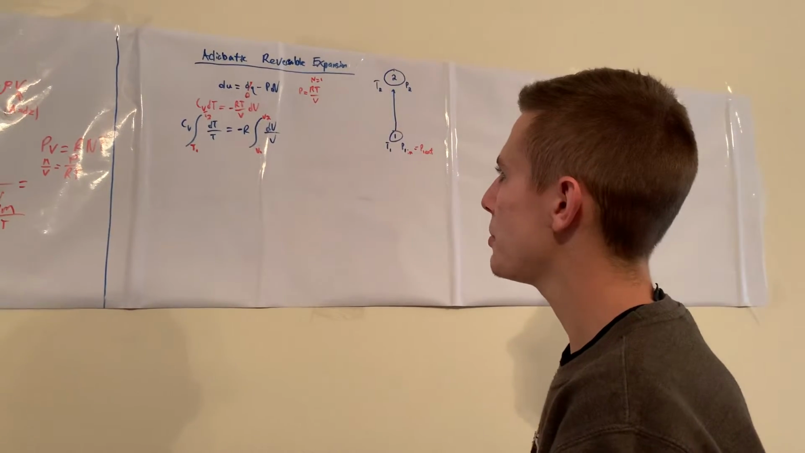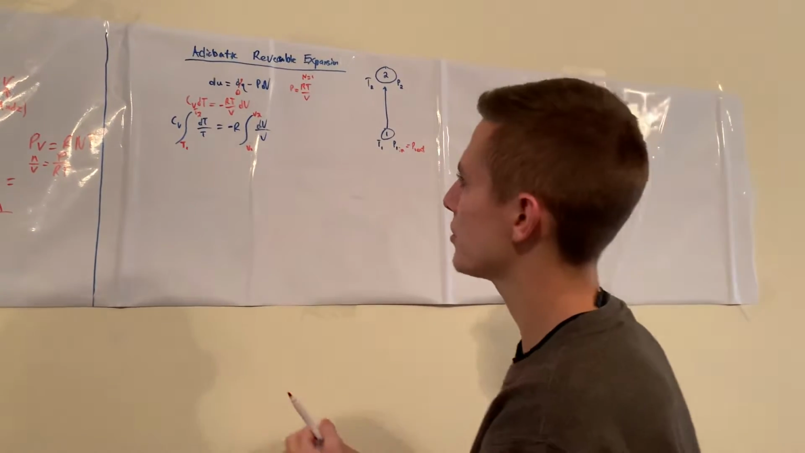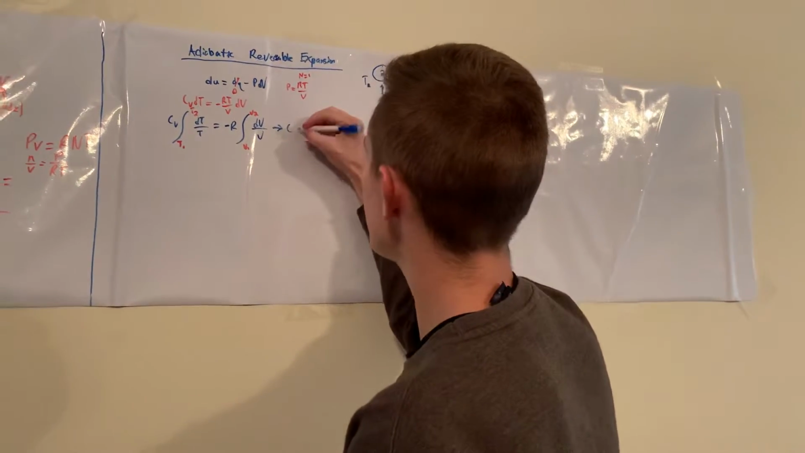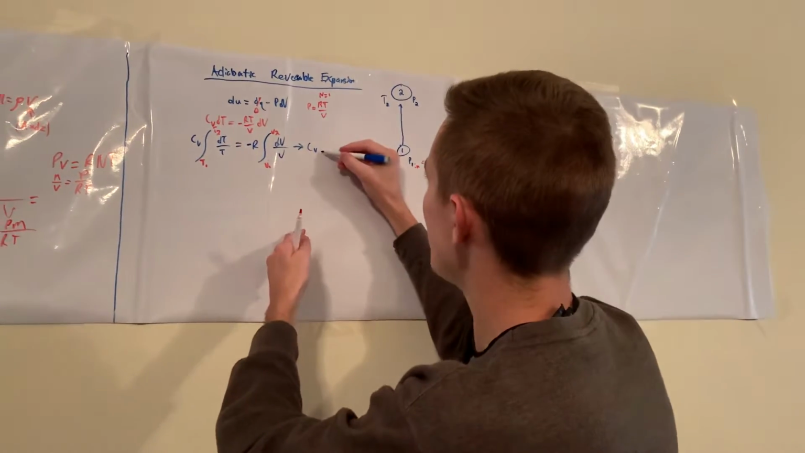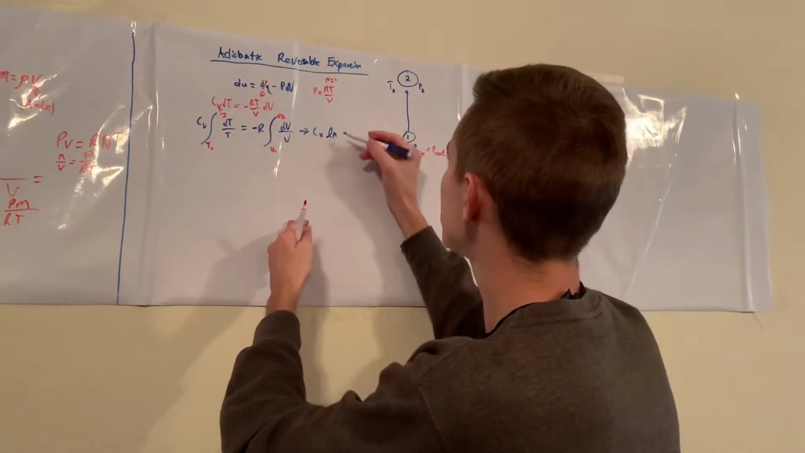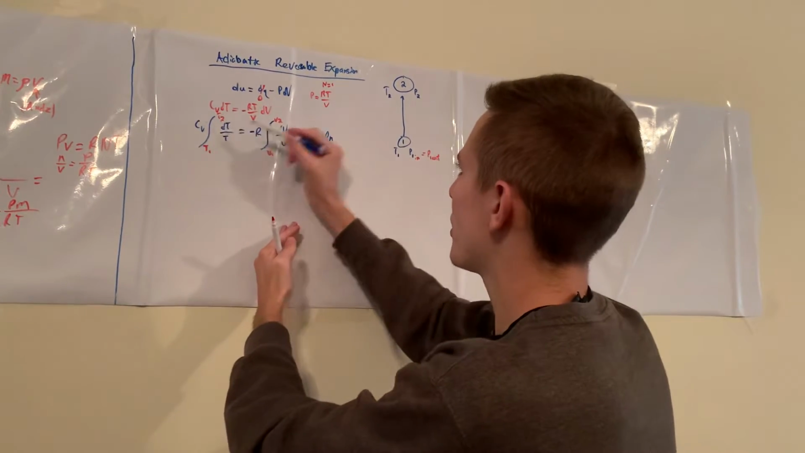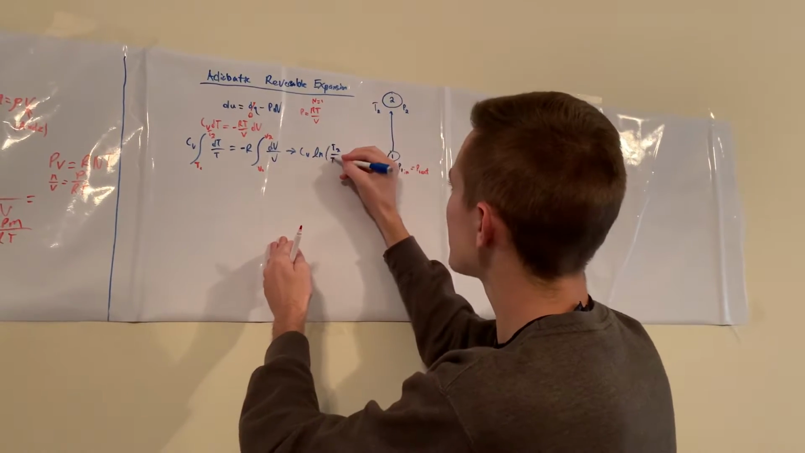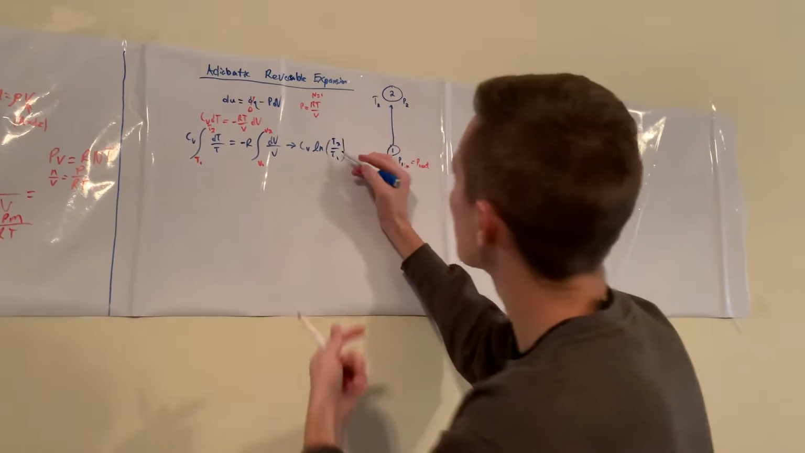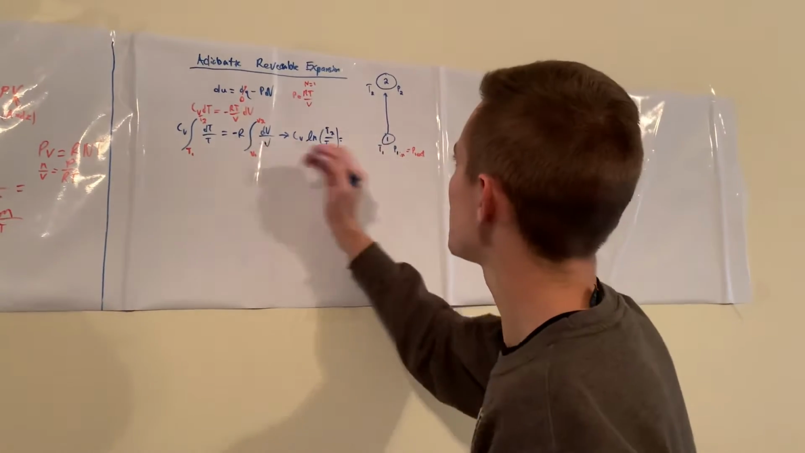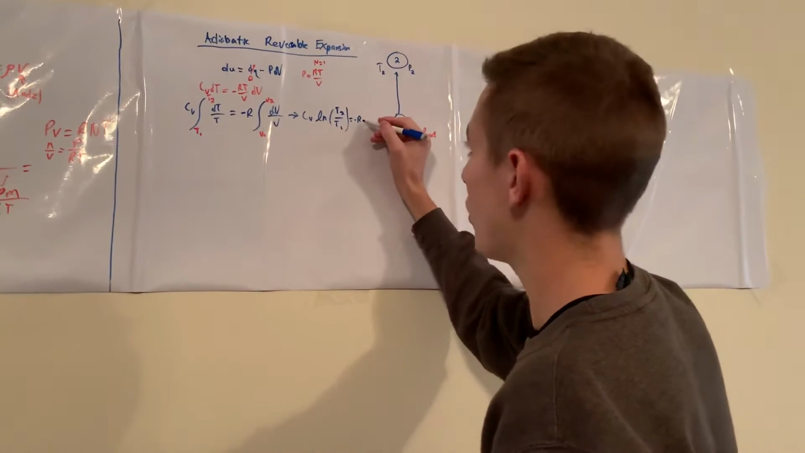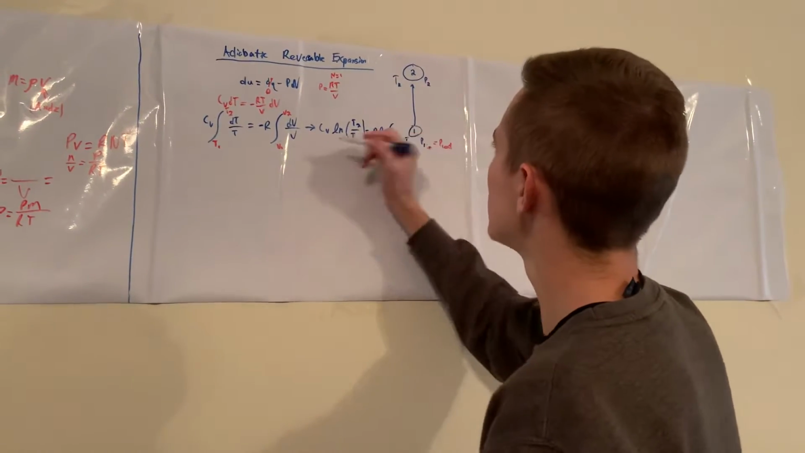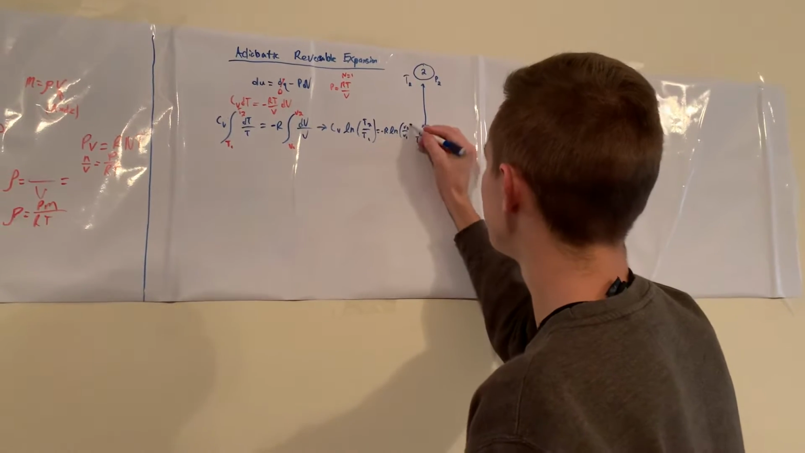Okay, so we can go ahead and integrate these and simplify it down. So CV, our heat capacity, times the natural log of T2 over T1, our temperatures, is equal to, same thing here, negative R, our gas constant, times the natural log of V2 over V1.